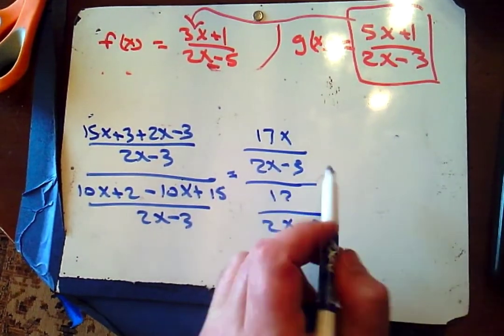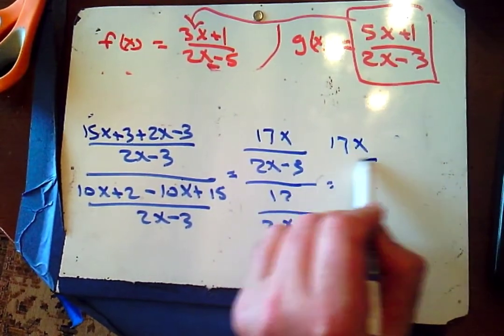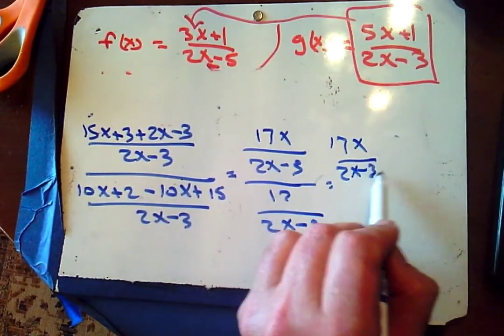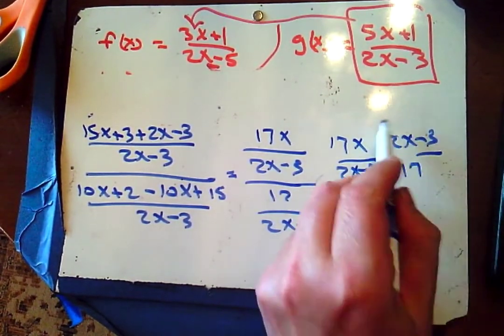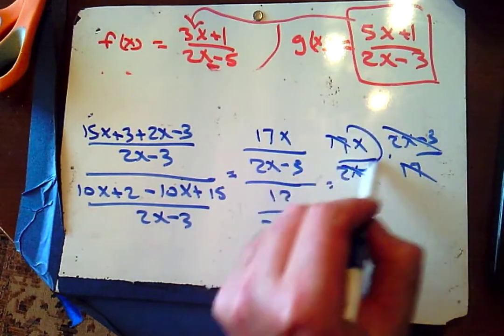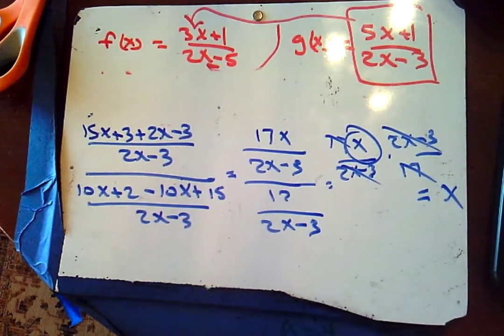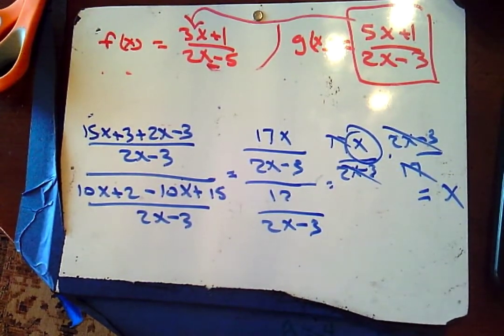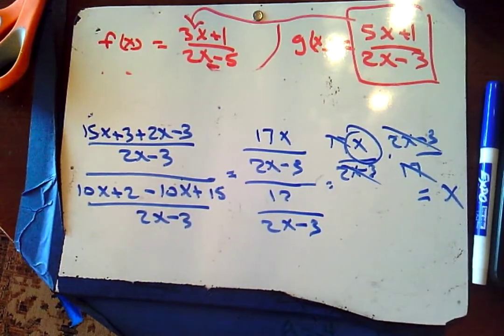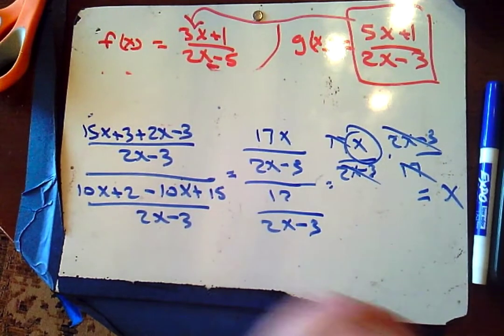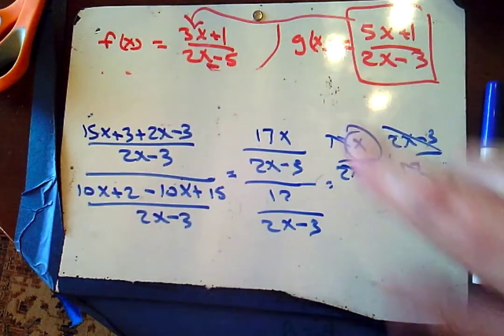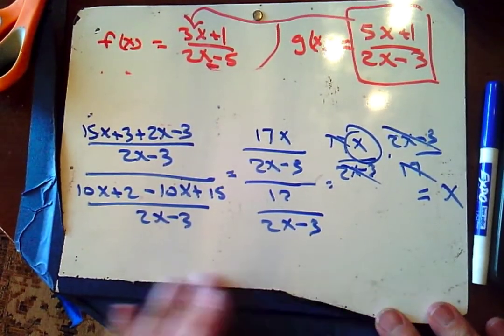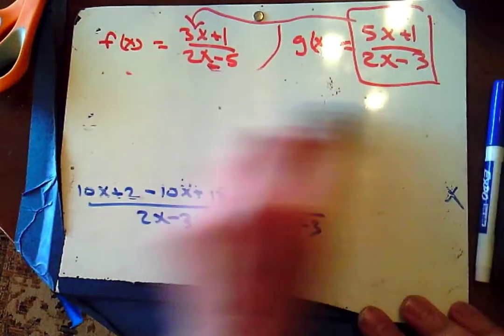And now I have to do that flip and multiply. 17x over 2x minus 3 times 2x minus 3 over 17. And I see these cancel and these cancel, leaving me with x. Okay, so you've got two different ways of simplifying the composition of these functions. And my recommendation, since these are going to have the same denominator, is that you do that first approach. But if you're not comfortable with the first approach, by all means take this longer path.